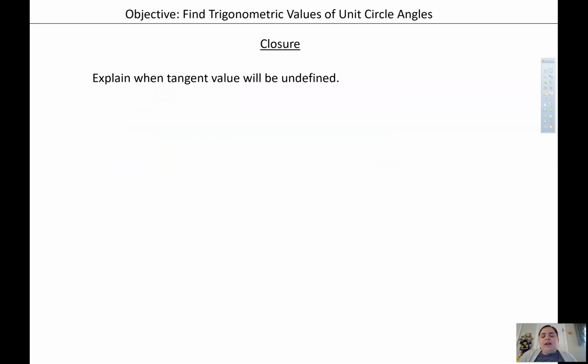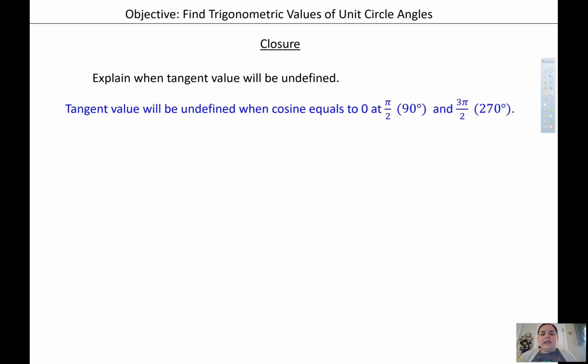Okay? And then closure, explain when tangent value will be undefined. Basically, it's anytime the denominator is 0. So anywhere your cosine is 0 is going to be undefined. So your cosine is 0 at pi over 2 and 3 pi over 2. So that's where it's undefined.